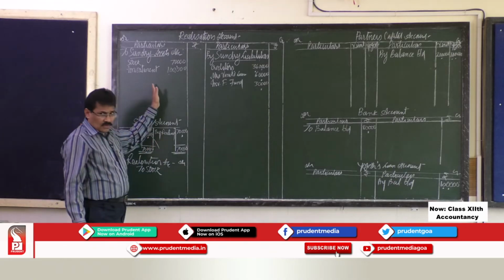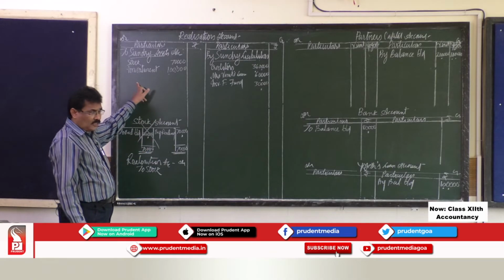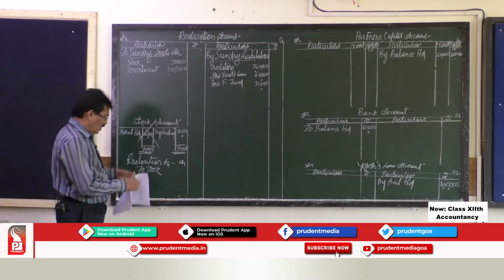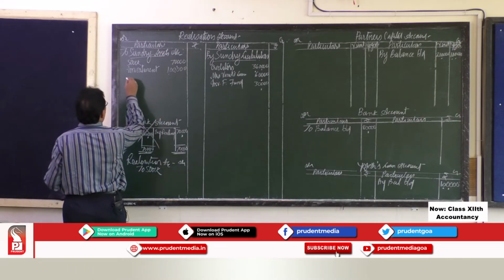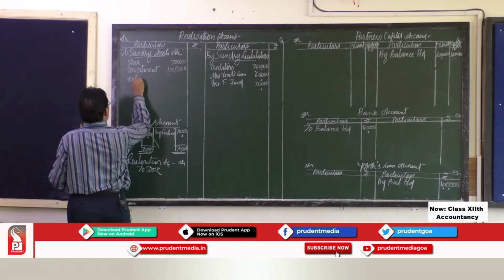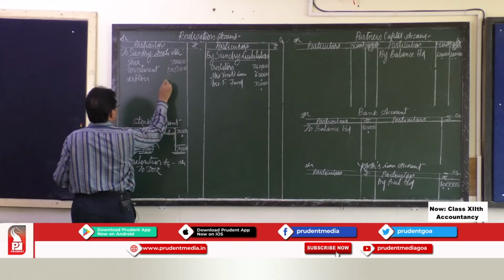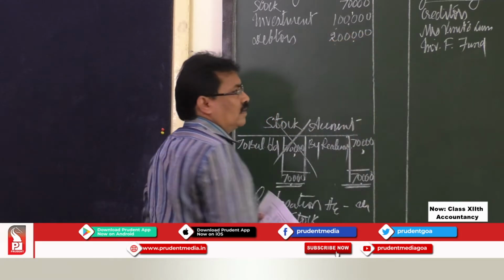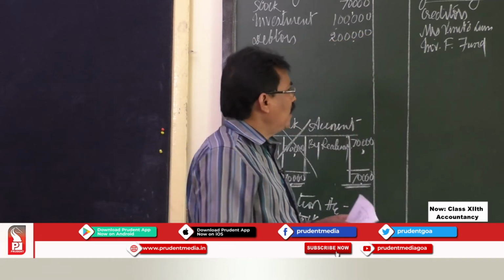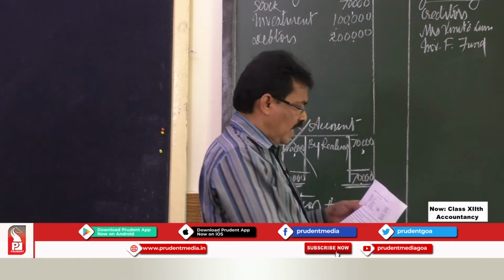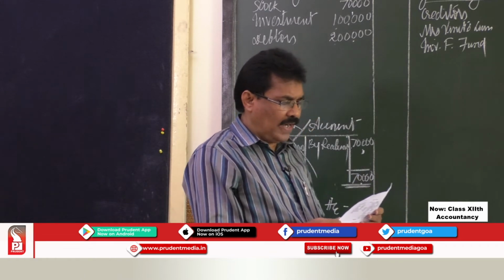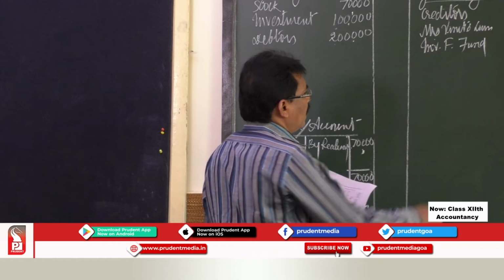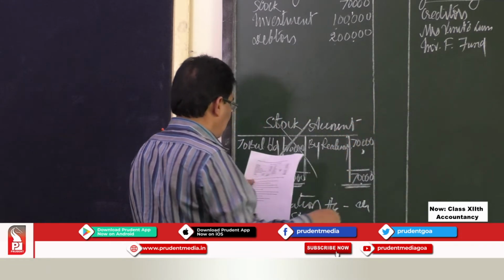Now, we have to transfer the debit balance here. So, the debtors debit balance is rupees 2 lakh. And whatever the provision is there, that is provision for bad and doubtful debt, that should be credited. So, I will write it afterwards.